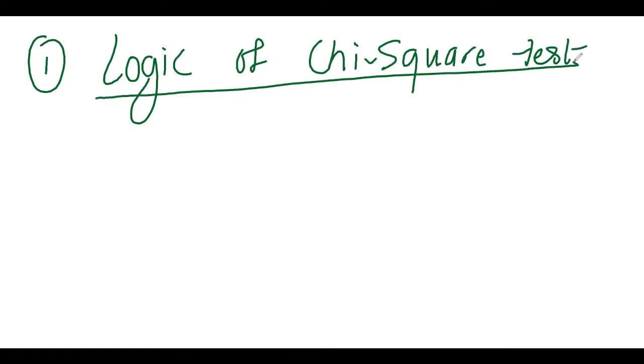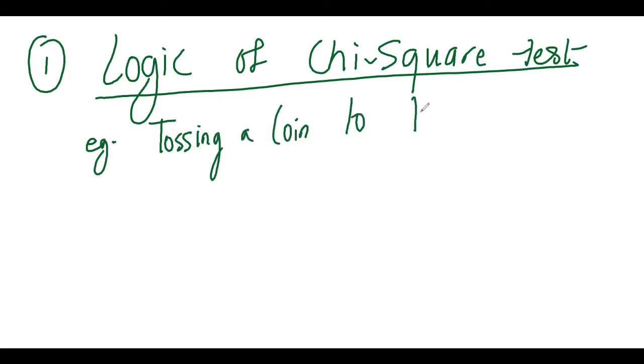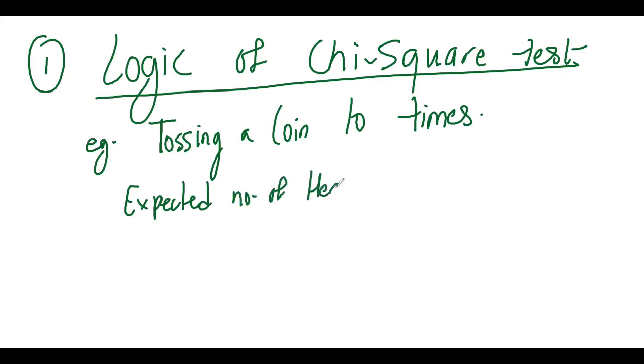So number 1, I'm giving you one example. You are tossing a coin 10 times. So now what is the expected number of heads? What is the expected number of heads? You say that the probability of head is 50%. So we can say the expected number of heads is 5.